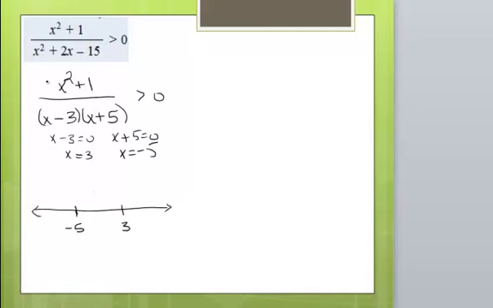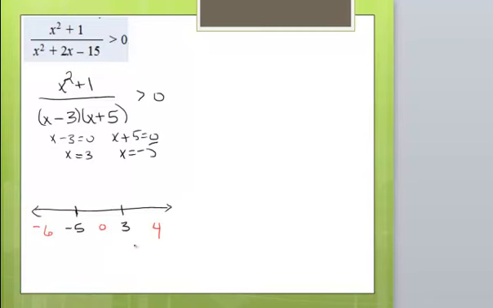Now keep in mind, if the numerator would have factored, we would need to also find the values that make that one 0. As it is, this will always be positive. When you square something, you get a positive, and when you add 1 to it, you still get a positive. So keep in mind that this numerator will always be positive. So let's pick some test points. Let's pick negative 6, let's pick 0, and let's pick 4.